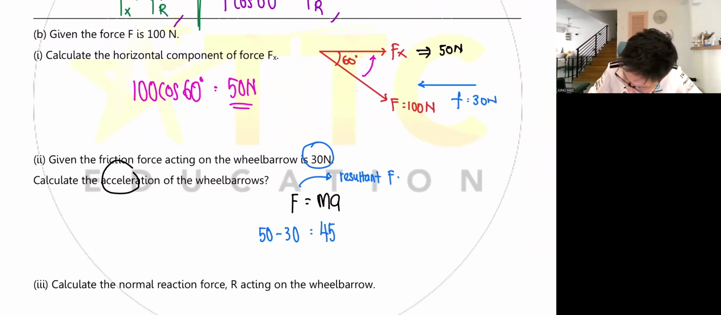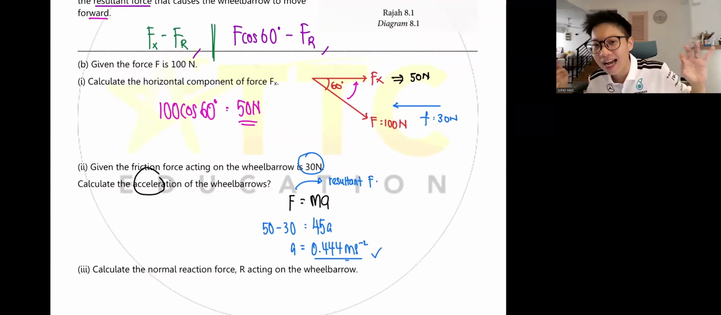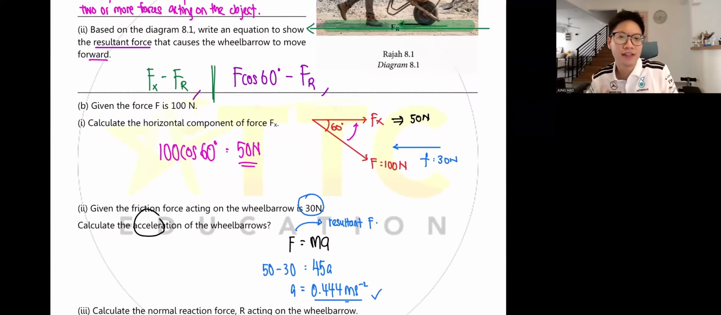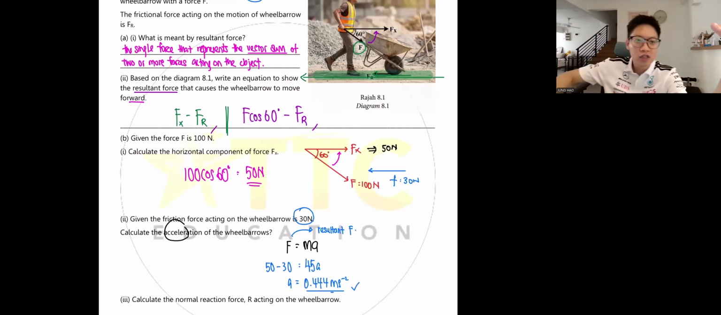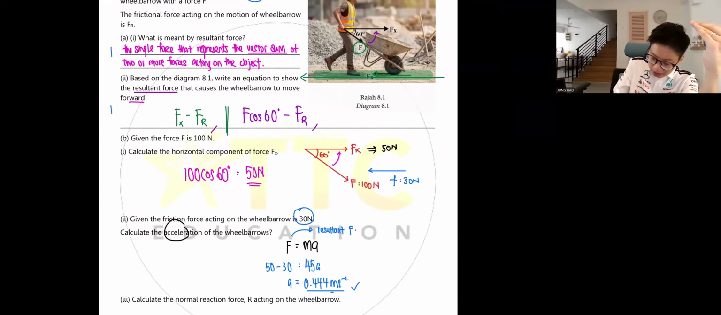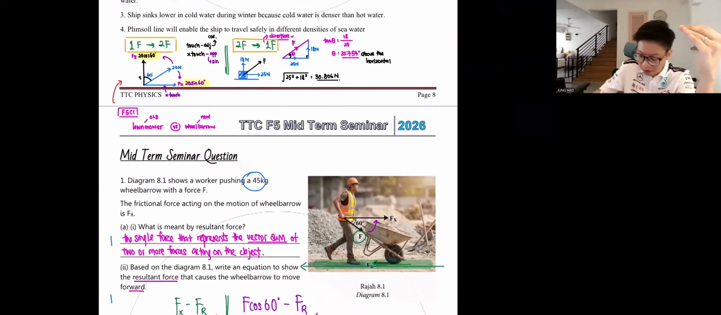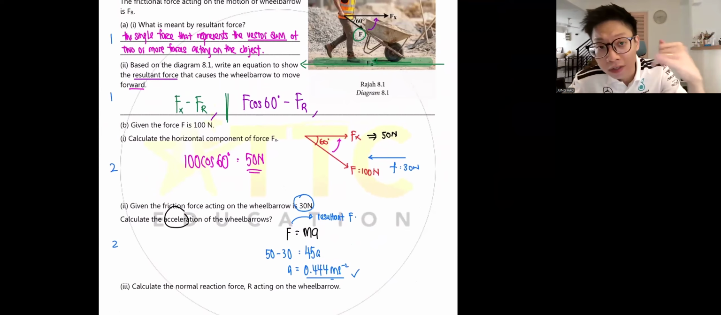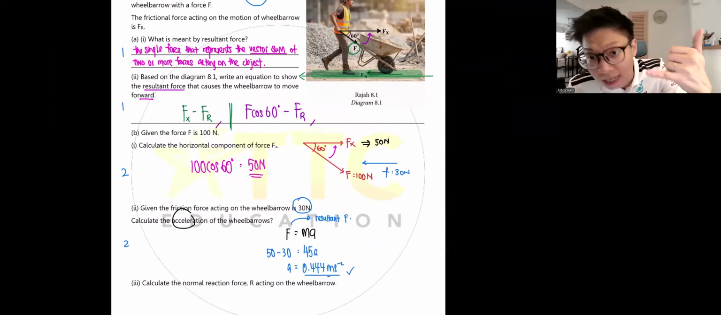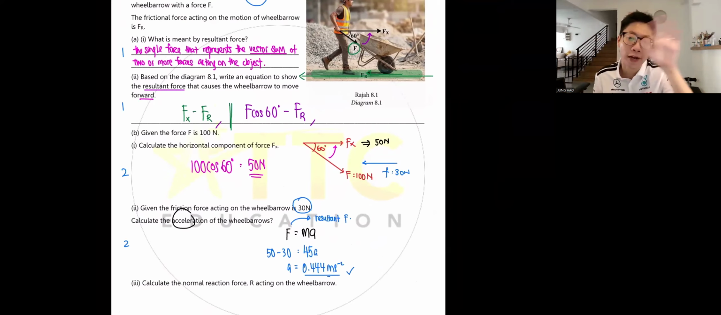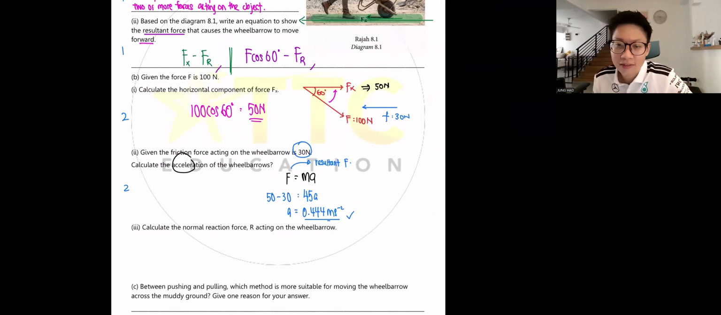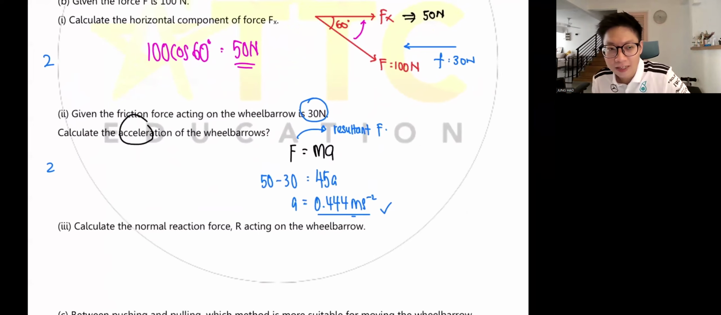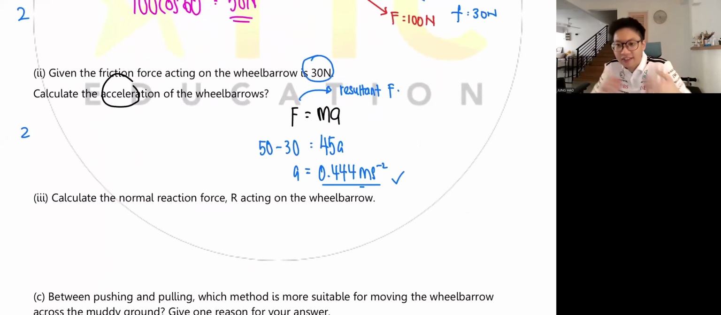45 kg, easy. a = 0.444 m/s^2. That's all. Very easy. Okay. So guys, let's say this is 1 mark, this is 1 mark, this is 2 marks. Congratulations, here you can get 6 marks already. At least you can get 6 marks. Can guys, you see the number of participants in this class is 7.